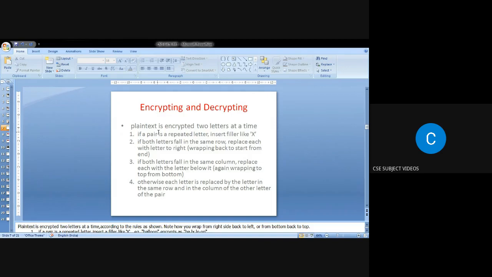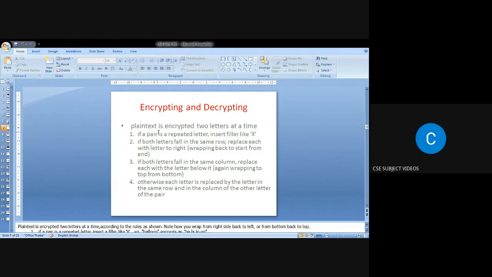After pairing all the letters in the given plain text, we go with the encryption. We take pair by pair, one pair at a time. From the first pair, we take the first letter row-wise, and the second letter of the pair column-wise. Then we replace each with the letter to the right.